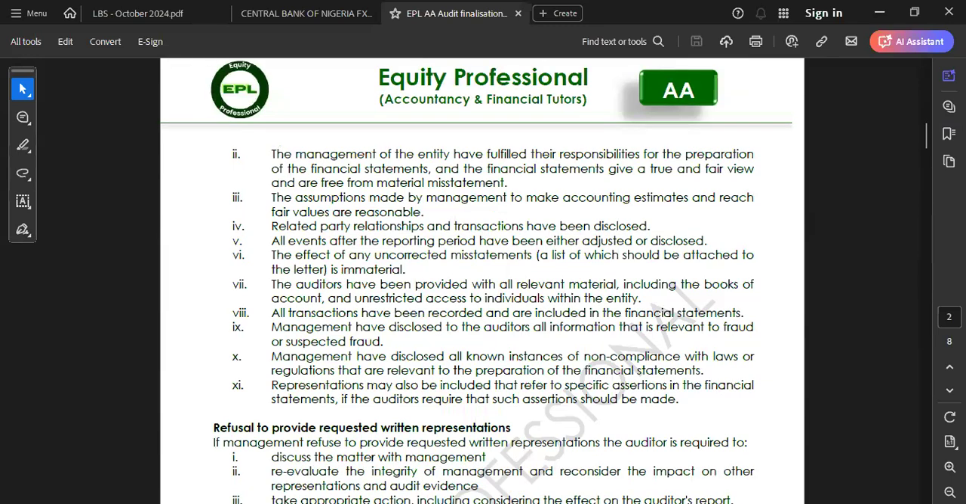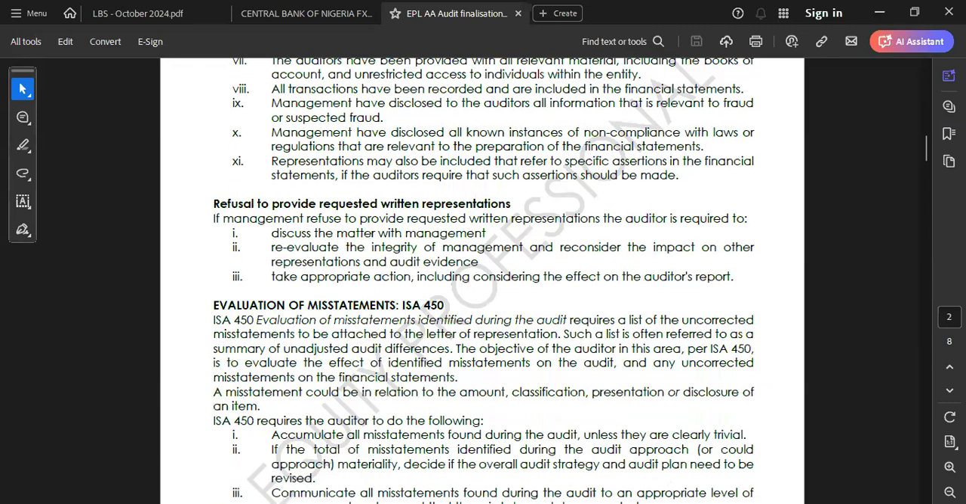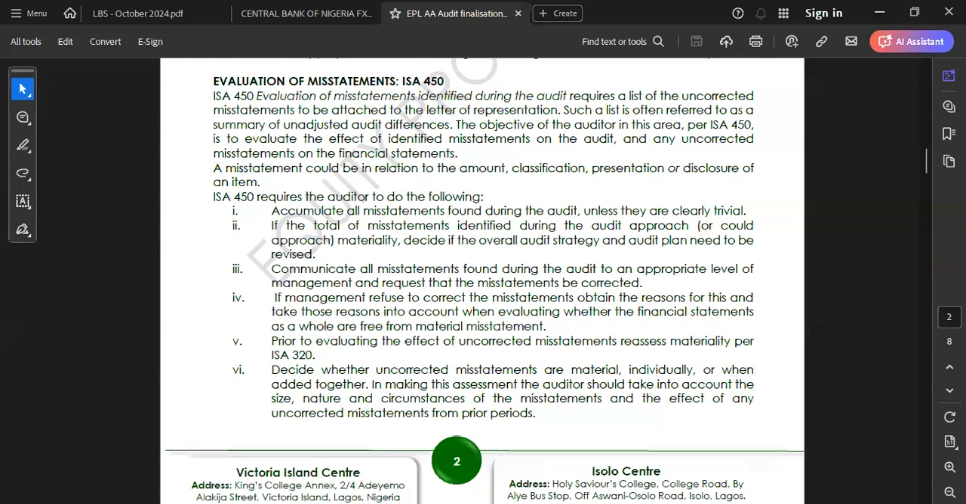So there is a standard that speaks to evaluating misstatements. What that standard is saying is how does the auditor look at or evaluate all errors or omissions that have been identified in the course of the audit. Now, in the course of reviewing the financial statements, the auditor will discover and identify misstatements. Anytime you hear misstatement, just think about errors due to omission or fraud. That is the simplest explanation I can give about misstatement.